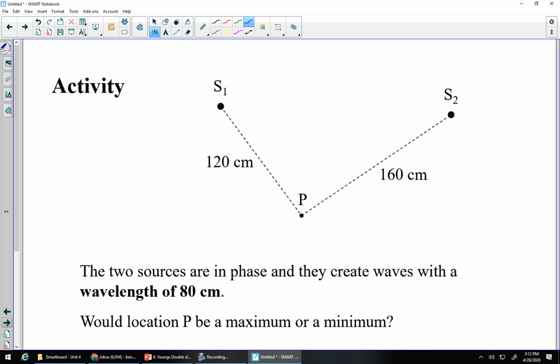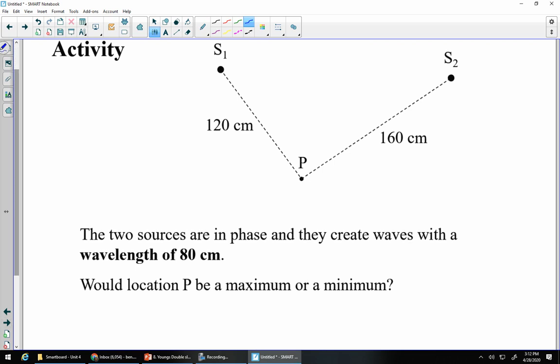We are getting there. So you might remember stuff from this. You can try this one out for a second if you want to. Put the video on pause. But you might remember stuff like this from Physics 20. So I've got source 1, source 2. They're giving off waves that have a wavelength of 80 centimeters. Can we predict whether point P is going to be a maxima or minima? Go ahead, put the video on pause right now and do it.